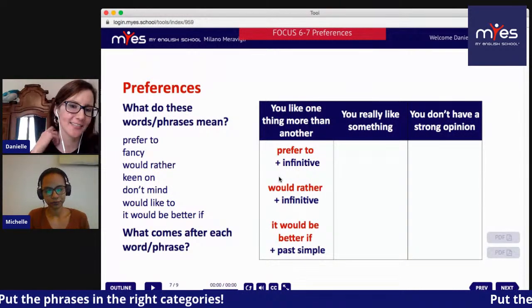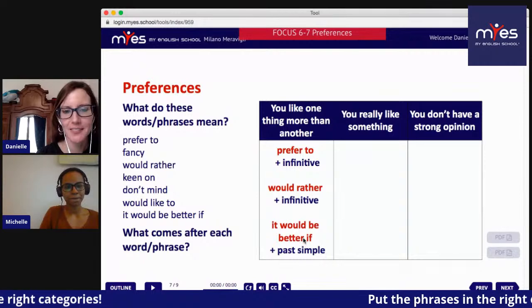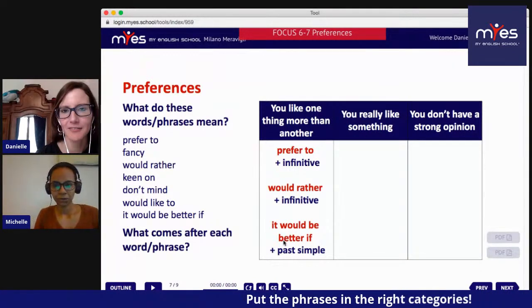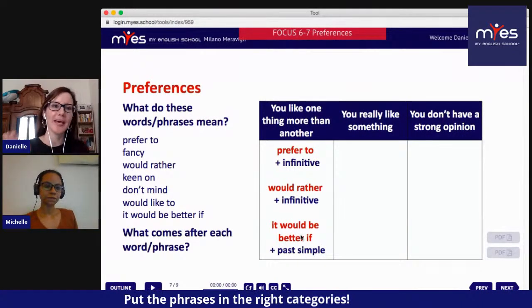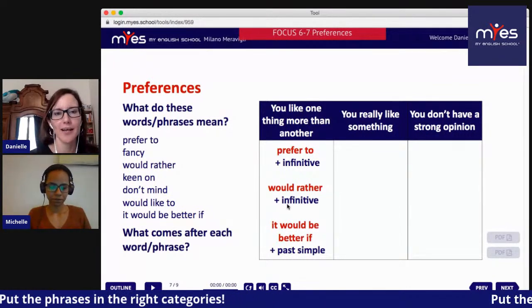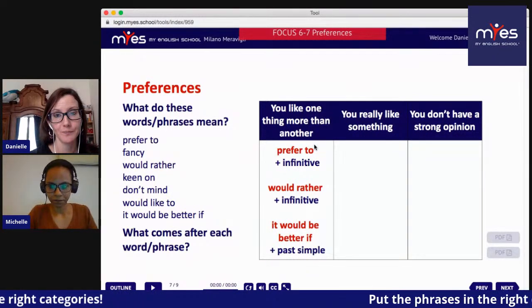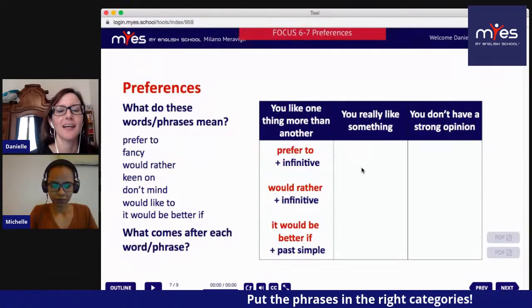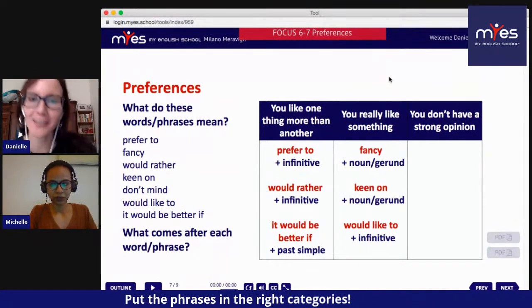All right. And so better, like I was saying, better is a comparative. Right? We use it to compare two things. So that's why it's in this first column. Okay. Michelle, do you want to do the second column?